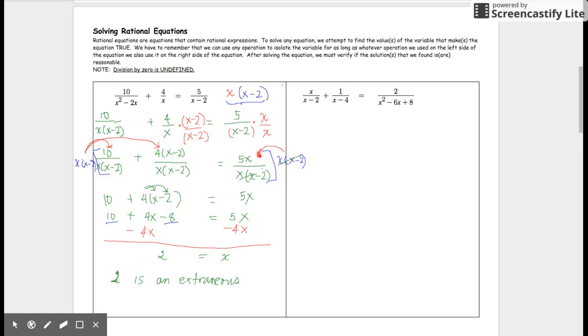So extraneous means it's a solution that we got by using valid reasons, but it doesn't make sense. It doesn't make the equation true. Therefore, this equation has no solution.